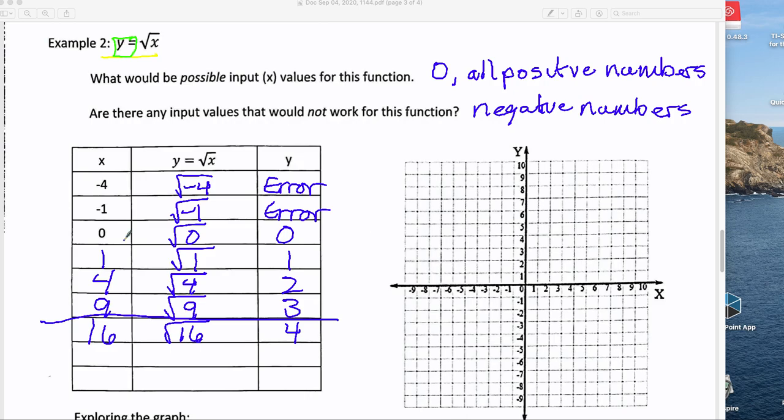All right, so my first is 0 and 0. Let's go ahead and put that one in. My next one is 1 and 1. Then I've got 4 and 2. And the last number that will fit on this grid is 9 and 3.